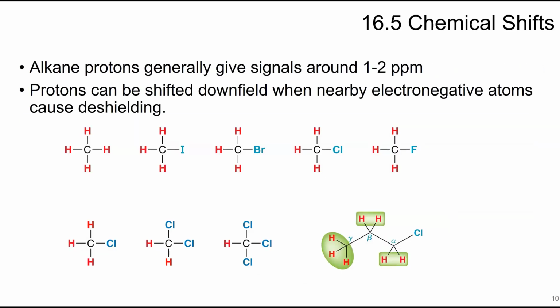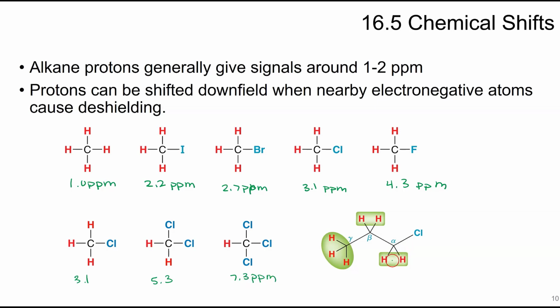So alkane protons generally give shifts around 1 to 2 ppm, and they can be shifted downfield when nearby electronegative atoms cause deshielding. So if I have just methane, that proton will show up at 1.0 ppm. If you add an iodo group, that will increase the electron density, so that increases the ppm. A bromine, which is more electronegative, will bring it to 2.7. This is 3.1 for chlorine, and with fluorine, it's 4.3. And then it's an additive effect also, just like acidity. So you have 1 chlorine, it's 3.1. If you add 2 chlorines, it goes to 5.3. 3 chlorines brings it up to 7.3 ppm.